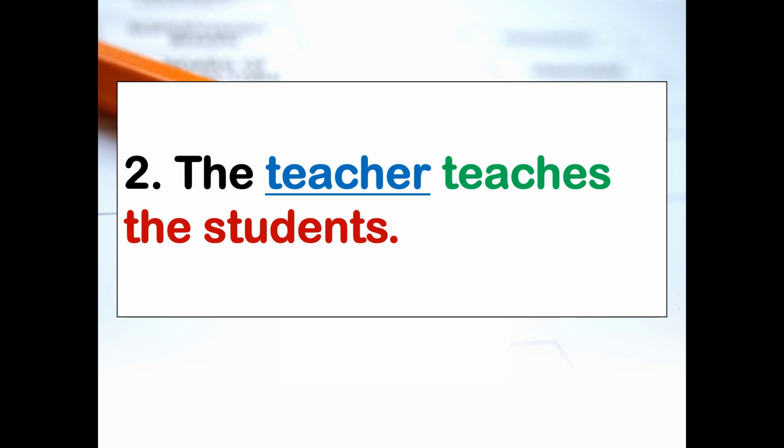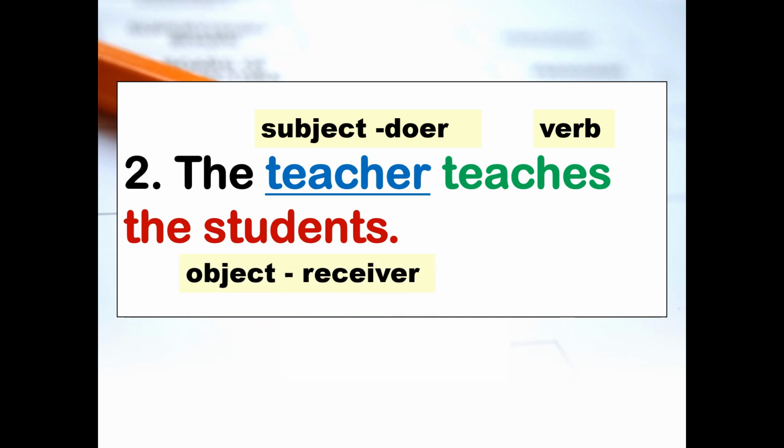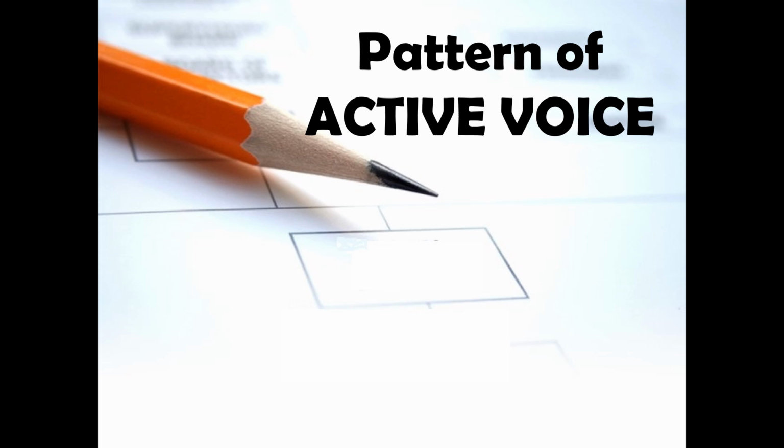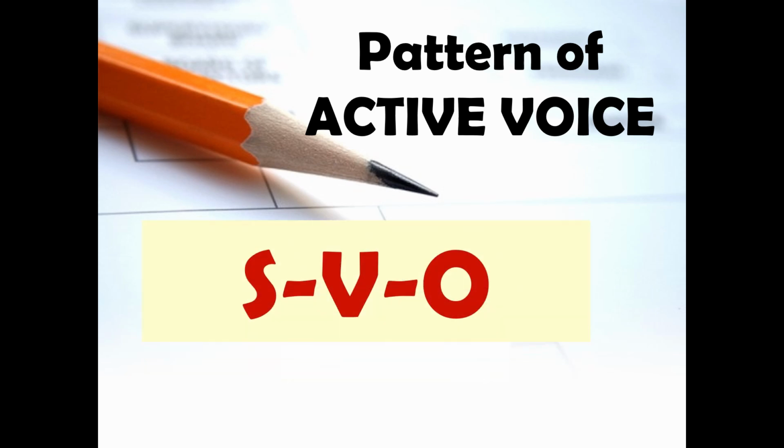Next sentence, the teacher teaches the students. Our subject here, and at the same time, the doer of the sentence is the teacher. And our verb being performed by the teacher is teaches. And we have here the object or the receiver of the action done by the teacher, which is the students. So the pattern of the active voice is subject, verb, object.